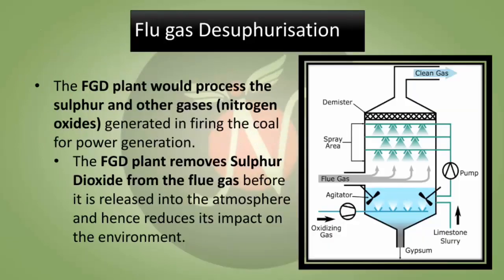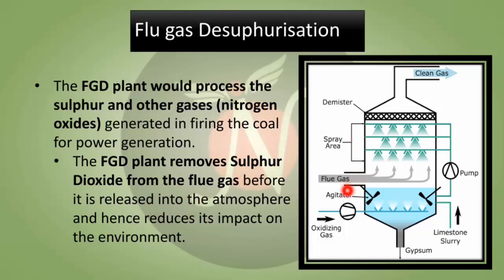Flue gas desulphurization. The FGD plant would process the sulfur and other gases like nitrogen oxides generated in firing the coal for power generation. The FGD plant removes sulfur dioxide from the flue gas, because if sulfur dioxide goes into the atmosphere, it can form sulfuric acid, which will cause acid rain and other pollutants as well. It is removed before the gas is released into the atmosphere, and hence it reduces its impact on the environment.